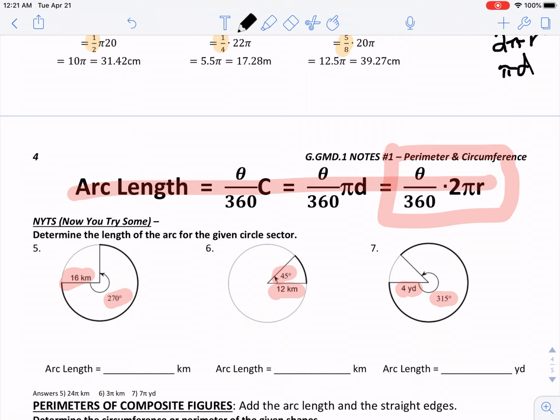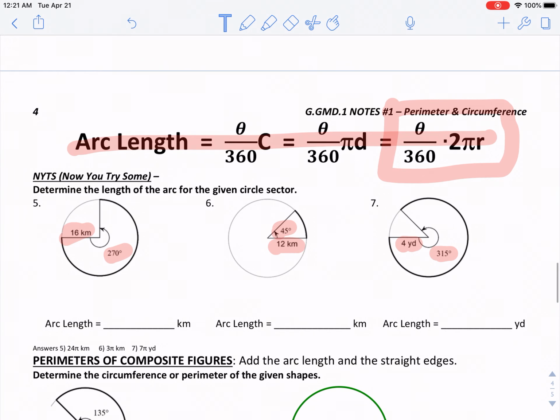They gave you these answers exact down there, so you could just leave them in terms of pi. If you multiply it by 3.14, just check the numbers down there, multiply by 3.14. All right.